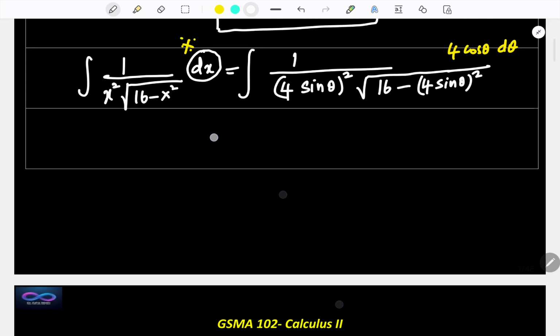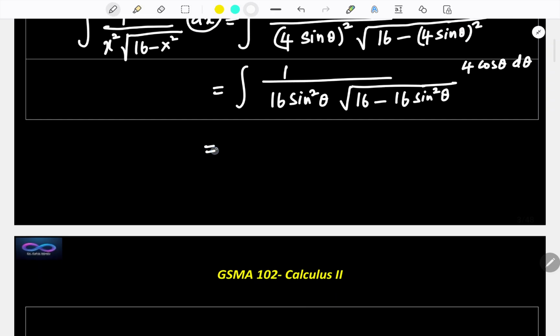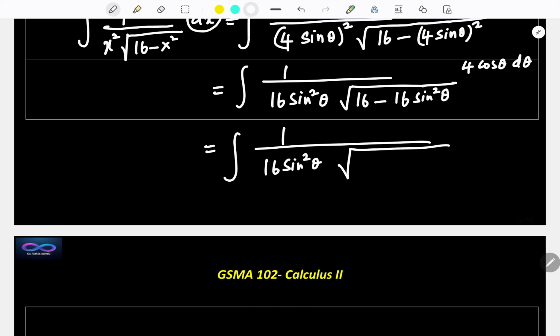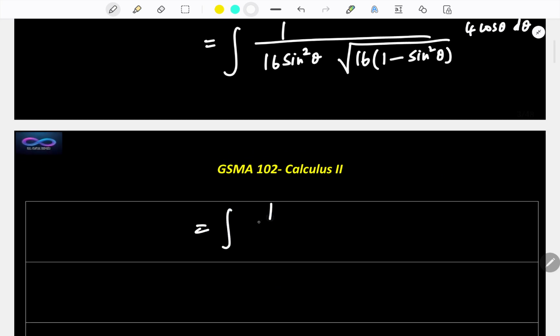Okay. So this equals the integral of 1 divided by 16 sine square theta, and then the square root of 16 minus 16 sine square theta, and then 4 cosine theta d theta on the top. So this equals the integral of 1 divided by 16 sine square theta times the square root of, taking 16 as a common term, 1 minus sine square theta, and this 4 cos theta d theta in the numerator. So this equals the integral of 1 divided by 16 sine square theta.